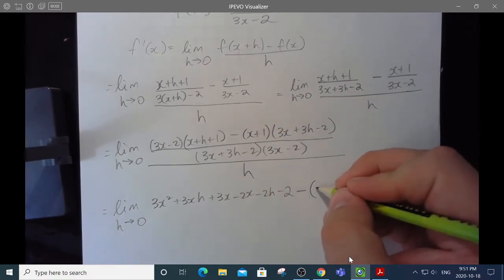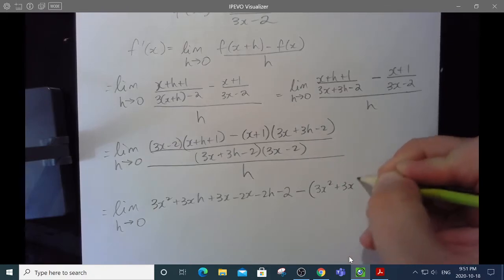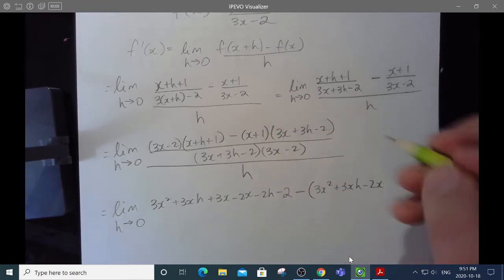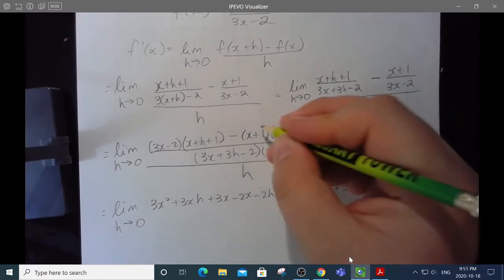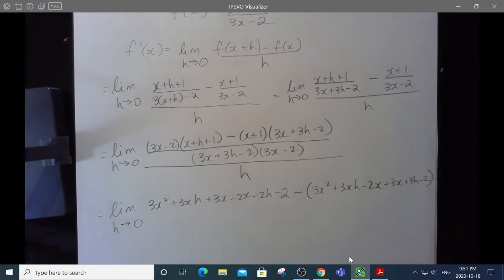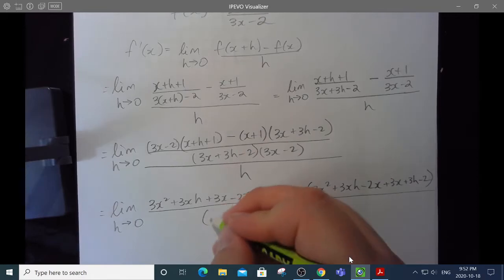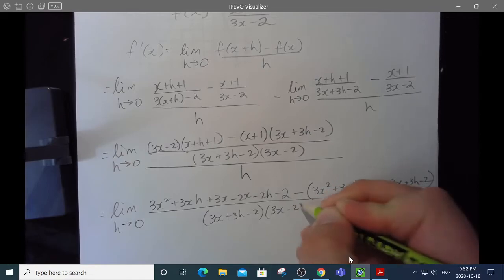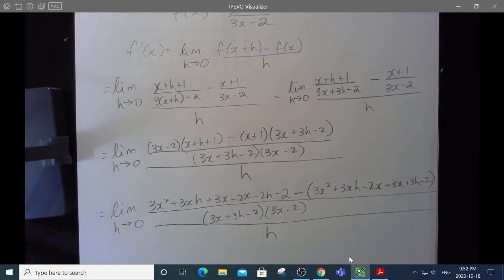x times 3x is 3x squared. x times 3h is plus 3xh. x times negative 2 is negative 2x. And then 1 times 3x is 3x. 1 times 3h is 3h. I'm running out of room. 1 times negative 2 is negative 2. Close my bracket just in time. All over the big denominator. Now what?